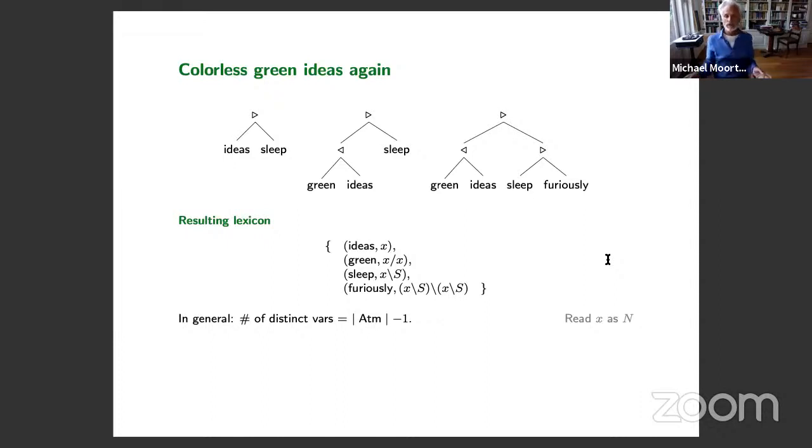In general, what you see is that apart from this fixed goal type, the sentence type here, which was labeling the root of our structures, there is only one extra variable that is being used, the x here, which if you wish you could read as noun or noun phrase or whatever. And in general, the algorithm works with the number of distinct variables, which is going to be exactly the cardinality of your set of atoms minus one for this goal type. Okay, that's function argument learning in the Buszkowski-Penn sense.